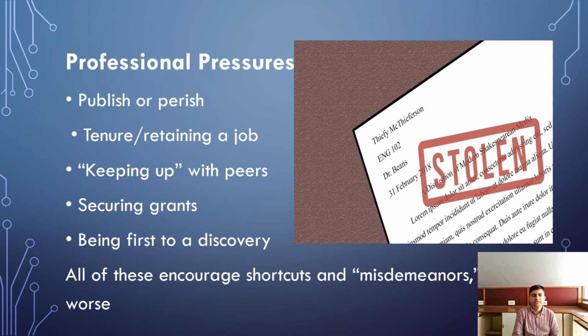Professional pressure. In research, we have pressure to publish or perish, retaining a job, keeping up with peers, securing a grant, being first in discovery. All of these encourage us toward shortcuts and misconduct. We have pressure to retain jobs. With certain academic criteria, we have to publish, and when results are not coming and we are not able to publish papers, we adopt shortcut methods.